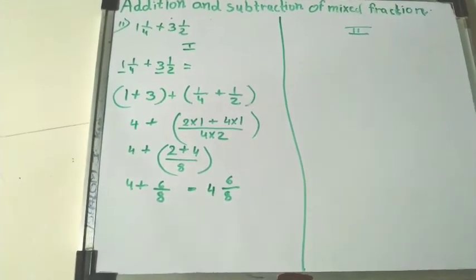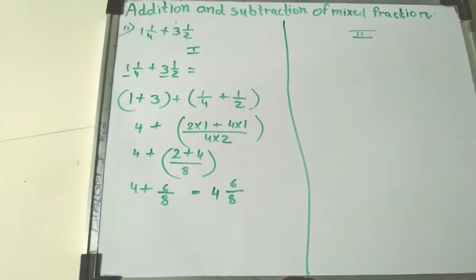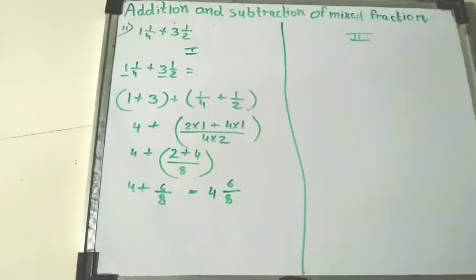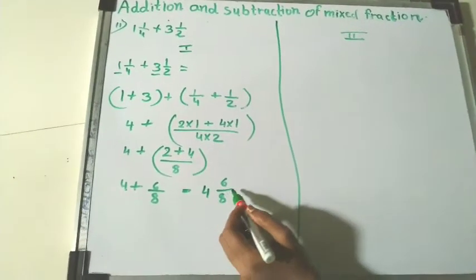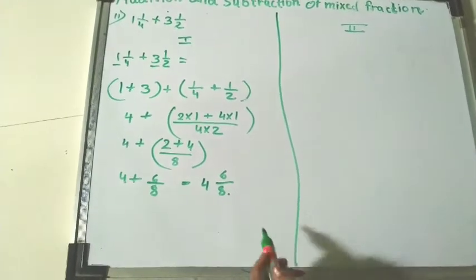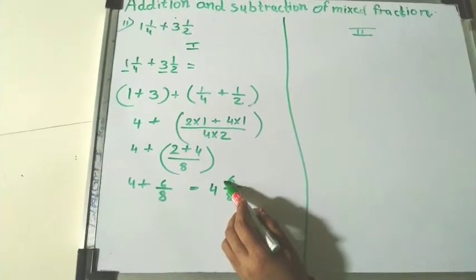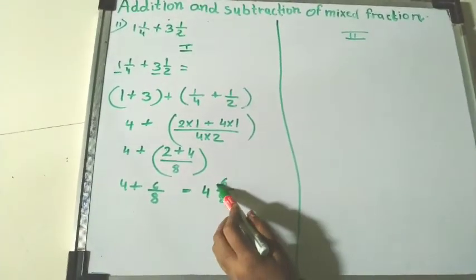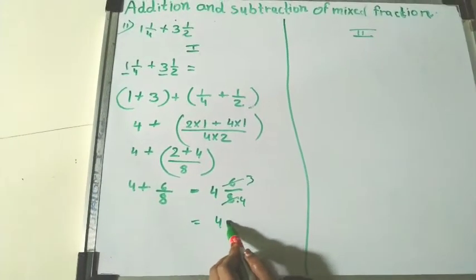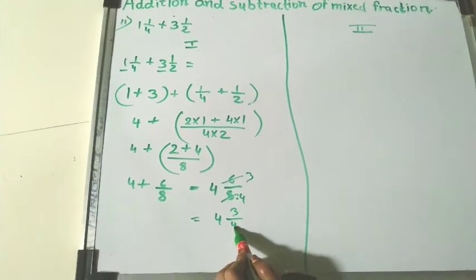Next, the method for the second question. At first the mixed fraction is changed into an improper fraction. Here you can write 6 by 8 in its smallest form. How to write it? 2 ones are 2, 2 threes are 6 and 2 fours are 8. It means 3 and 4, so 4 and 3 by 4.